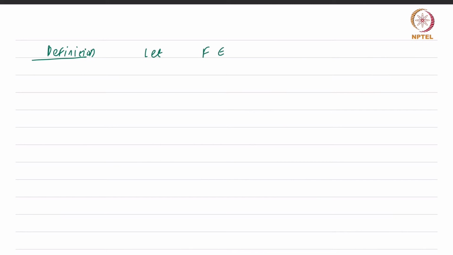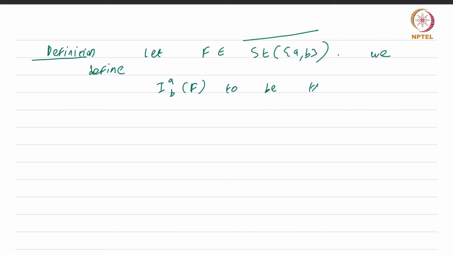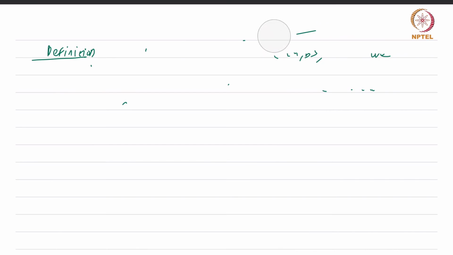Let F be an element of ST AB closure. We define IAB of F to be the value of IAB on... or rather, let me just state it in a slightly different way. Let me define it in a slightly different way. This is a bit complicated.